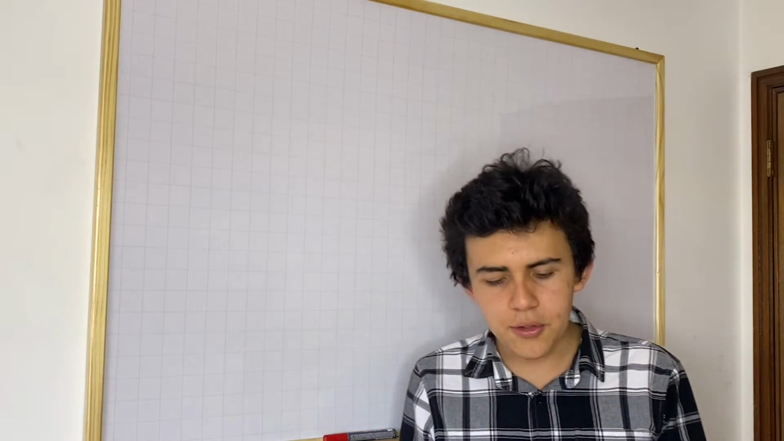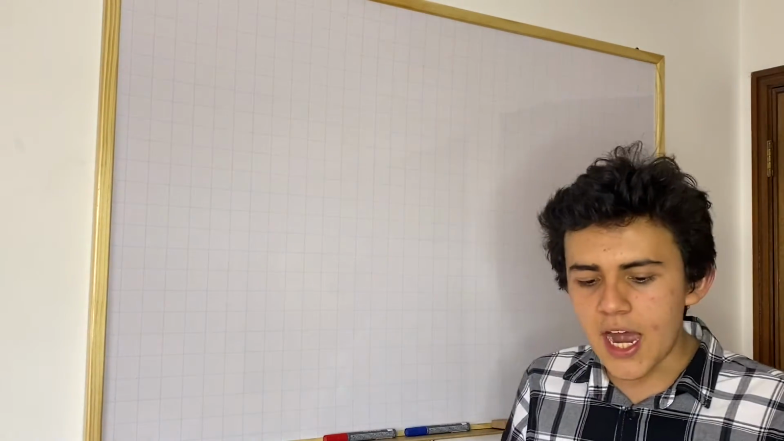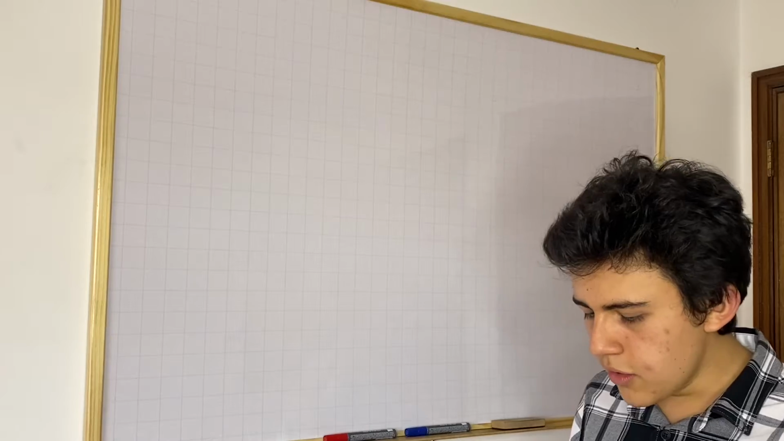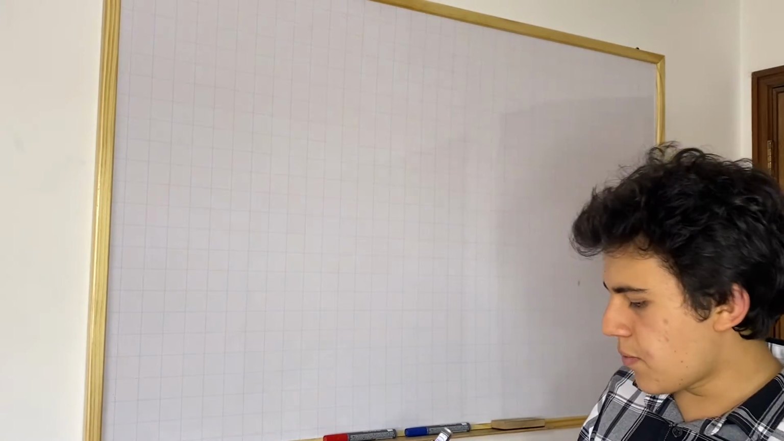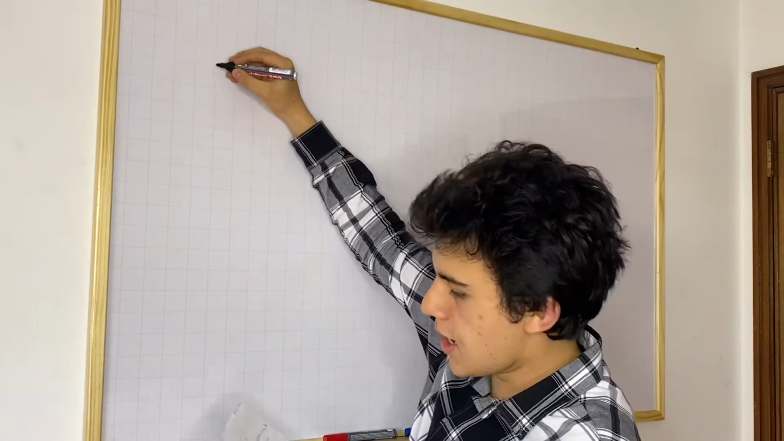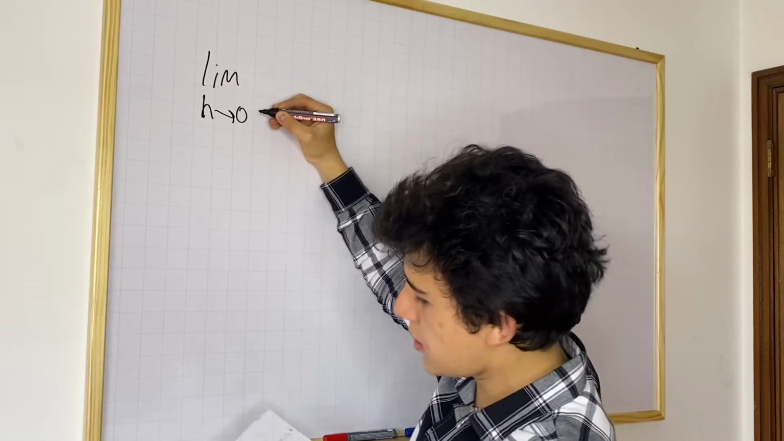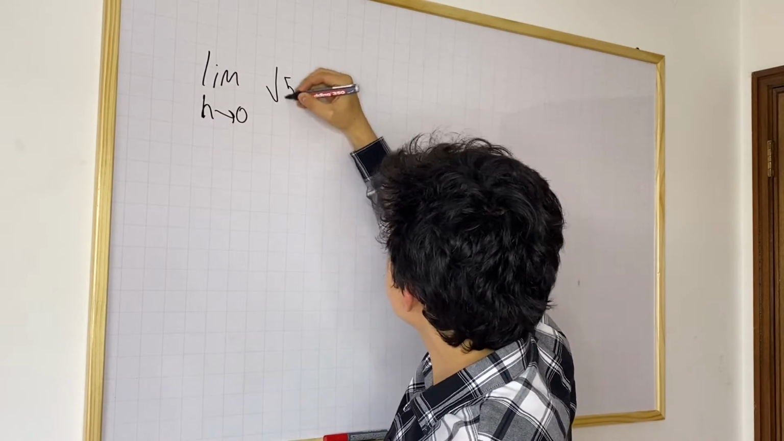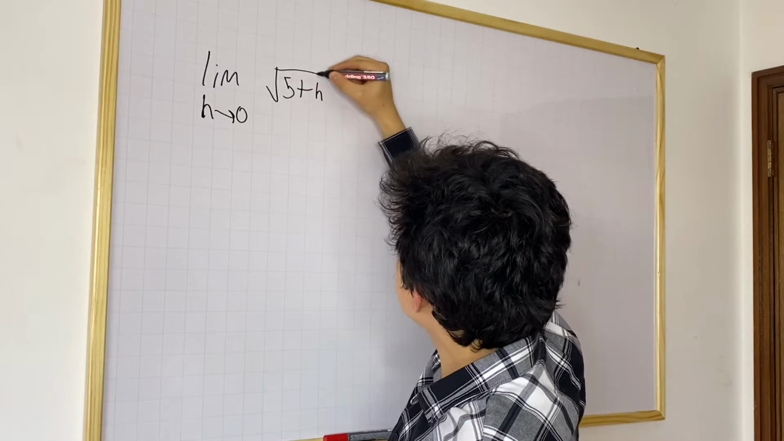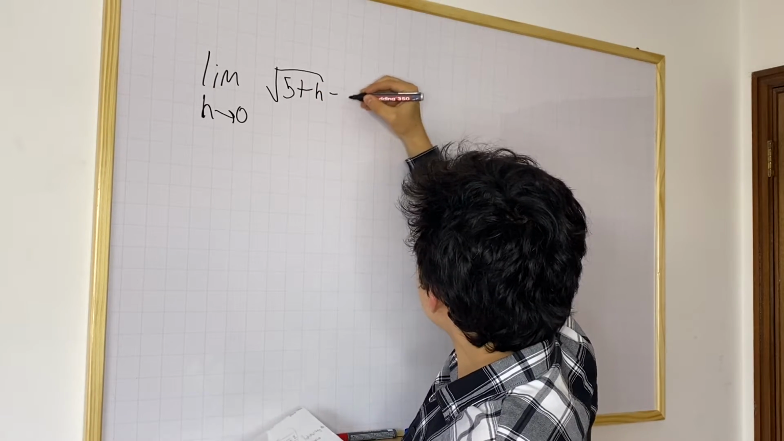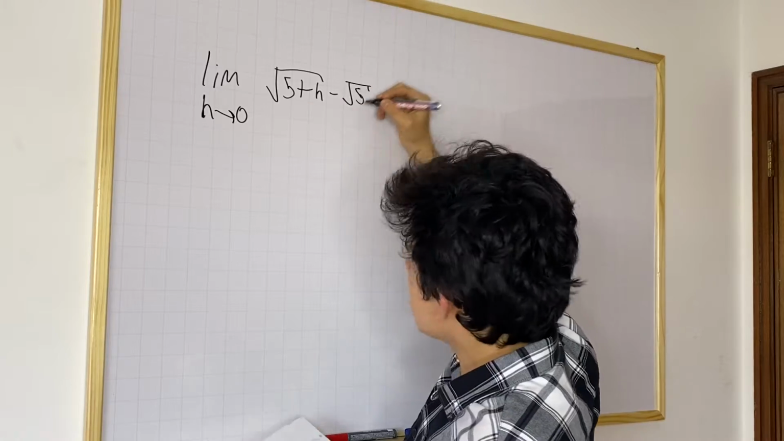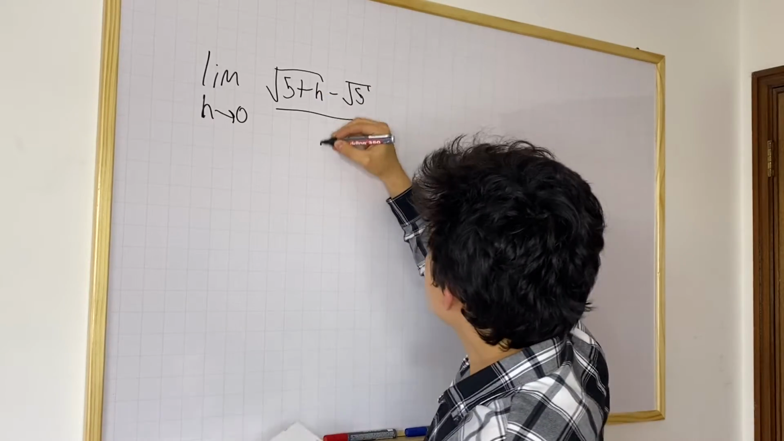Okay. So once again, I have my paper here, and we're gonna do some problems. So let's do them. First problem, let's go with it. We're gonna take the limit as h approaches 0 in the expression square root of 5 plus h minus the square root of 5, over h.